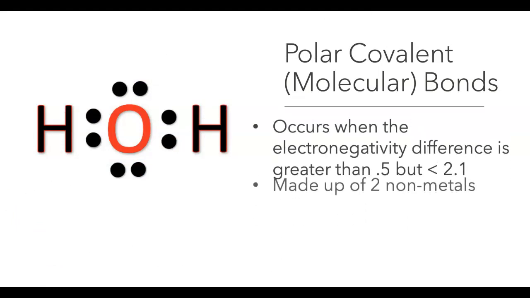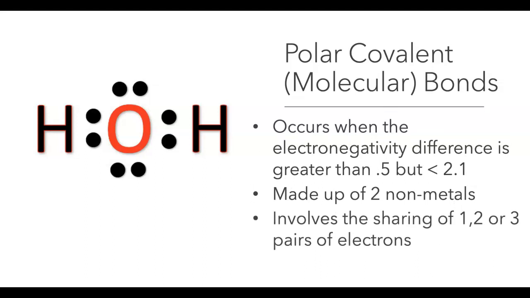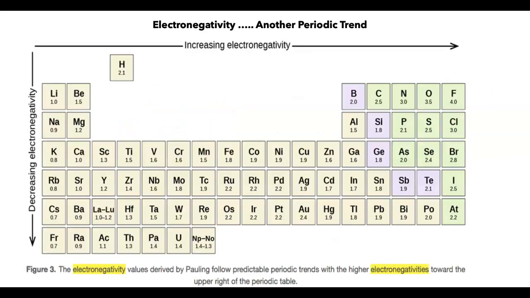Now, when you have a larger electronegativity difference, about 0.5 to 2.1, and you have a molecule made of two nonmetals sharing 1, 2, or 3 pairs of electrons, it's going to be a polar molecule. So, for example, in this case, oxygen has a much greater electronegativity than hydrogen. So oxygen is going to pull on those electrons more. And you can see the hydrogen and oxygen that we were just talking about. There's oxygen. There's hydrogen. So that's going to be a difference of 1.4. So it is going to be a polar bond.